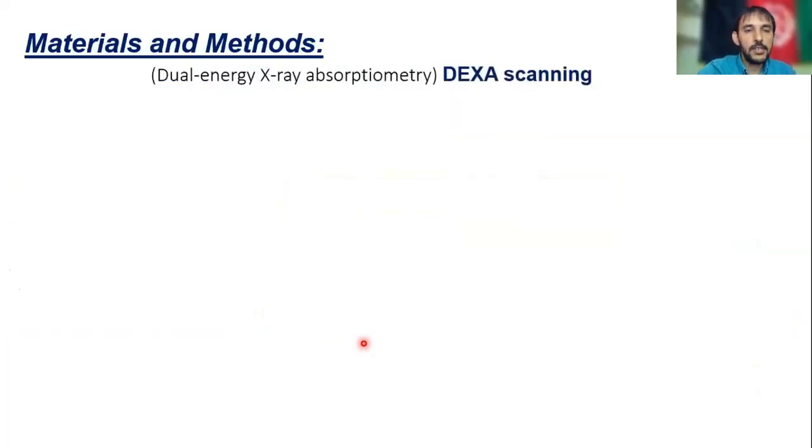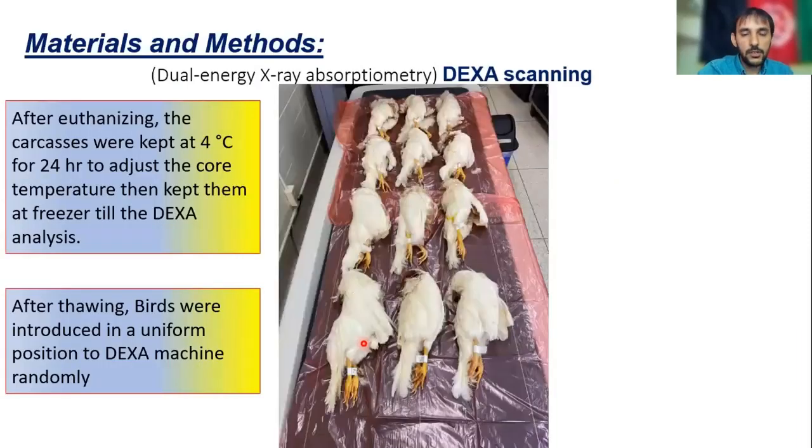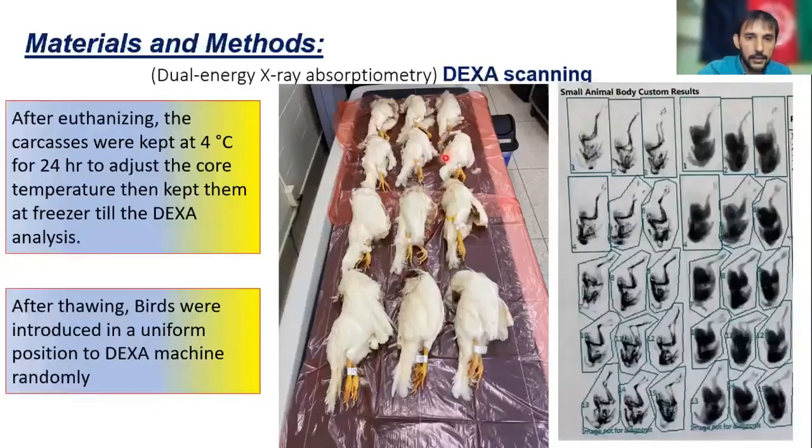In order to further investigate whether our housing system affects the body composition of the birds, we introduced the birds to a DEXA scanning machine. After euthanizing the birds, we kept the carcasses at 4 degrees Celsius for 24 hours to adjust the core temperature. Then we kept these birds inside the freezer till the DEXA analysis. After thawing, the birds were introduced to the DEXA machine in uniform position and in random order.